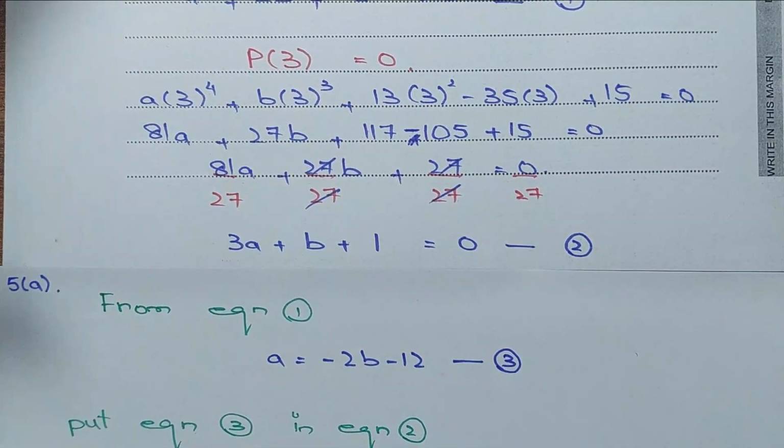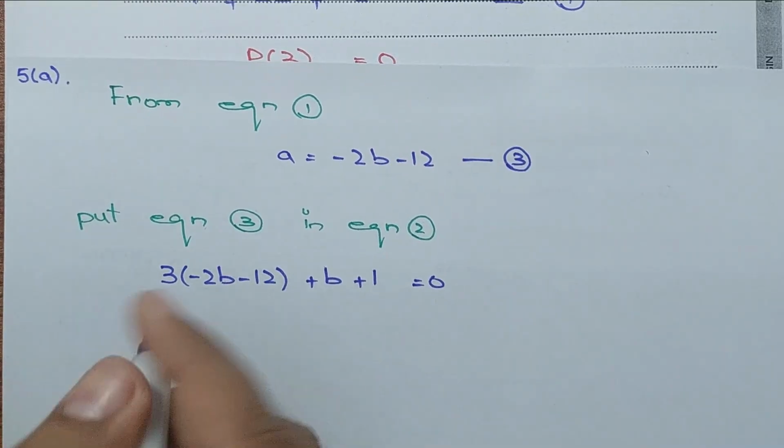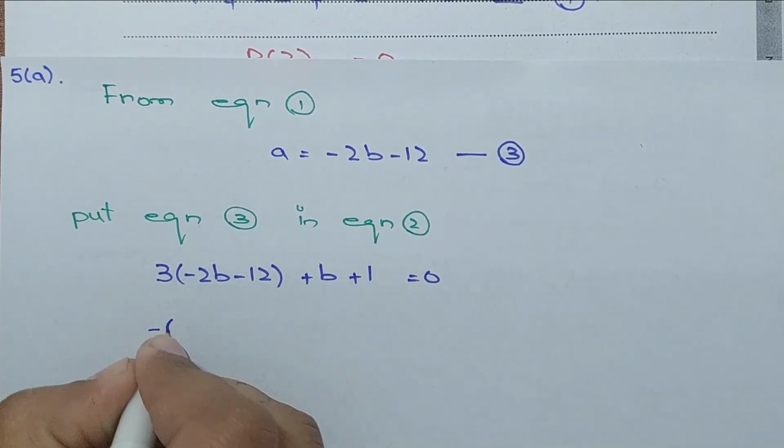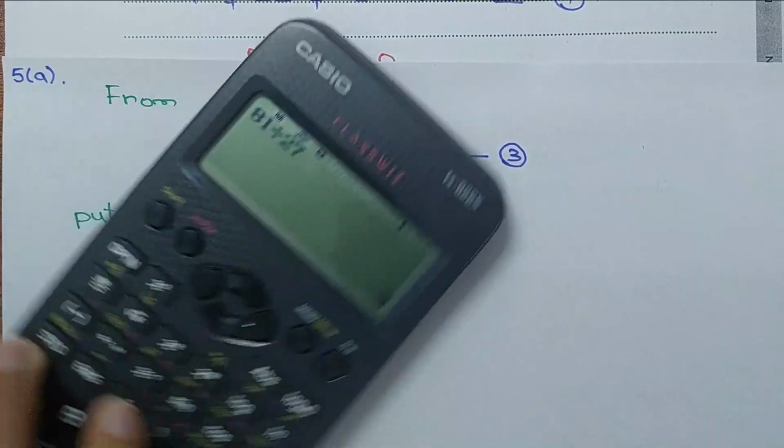So this is your equation 2. Let me substitute it over here: 3 times a plus b plus 1 equals 0. I just substitute the a value over here, right? 3 times minus 2b, minus 6b, and what is 3 times 12?